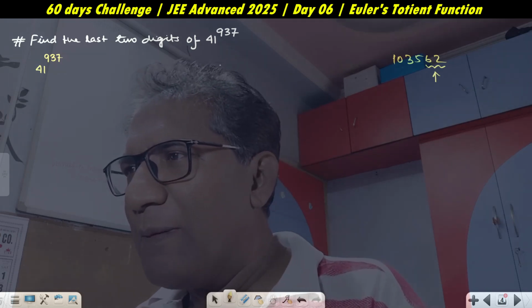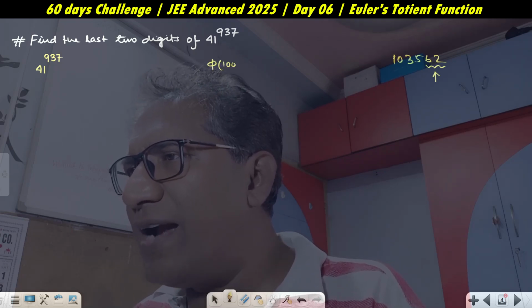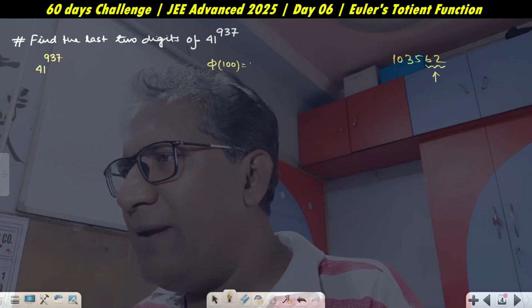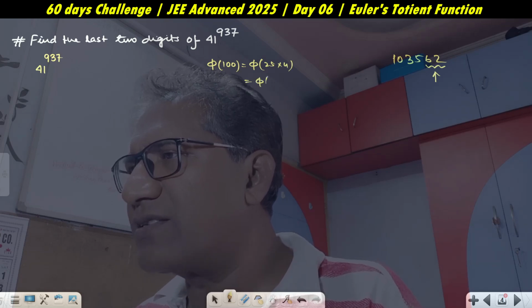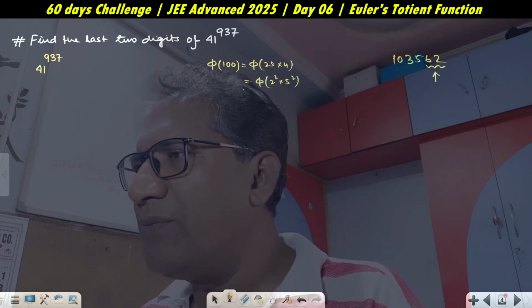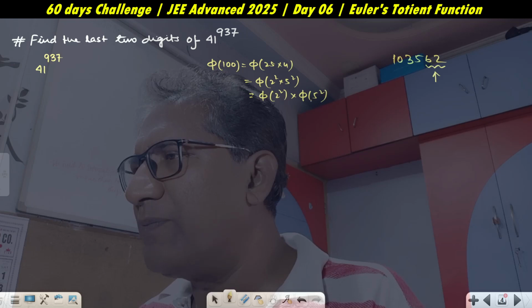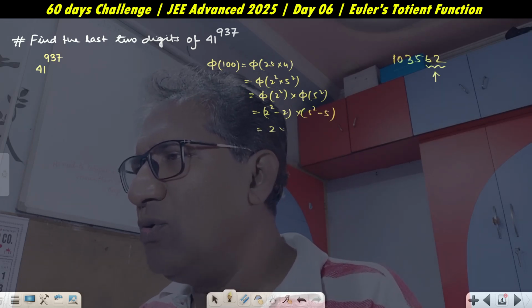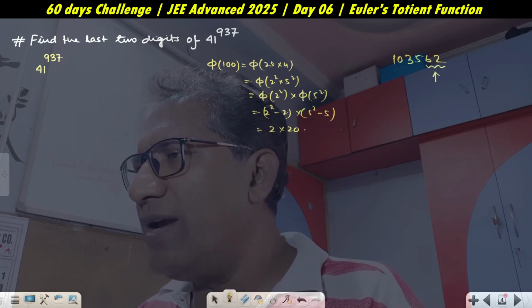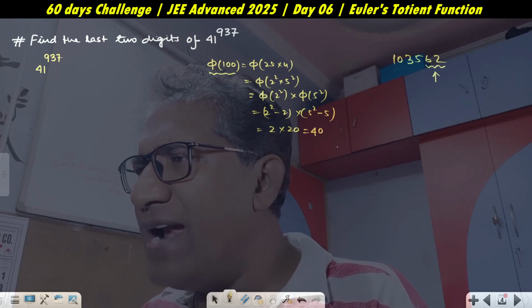So let me just find out what is the Totient number of 100. This is basically 25 into 4. So that gives us 2 square into 5 square. So that is basically φ of 2 square into φ of 5 square, which is 2 square minus 2, into 5 square minus 5. So that gives us 2, and here it is 20. So it is coming to 40. Am I correct or not? Is it clear? Therefore, the Totient number of 100 is 40.